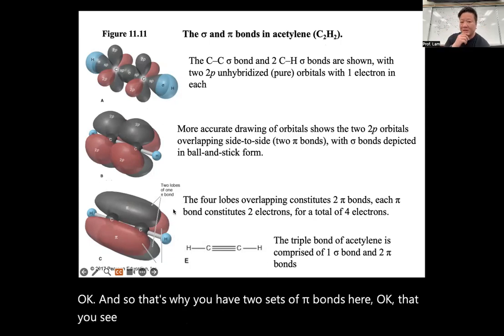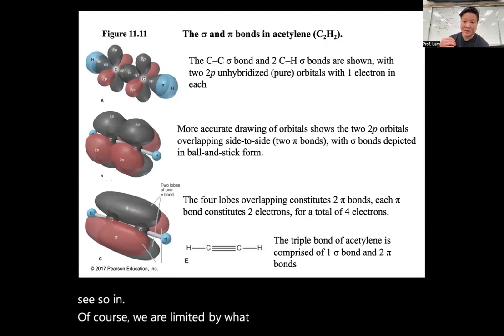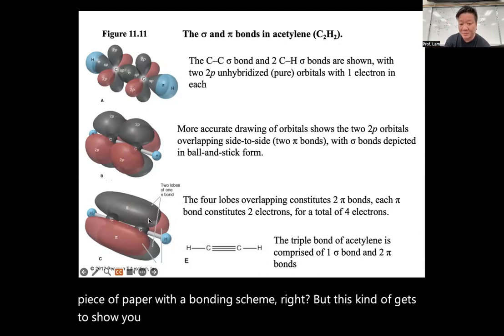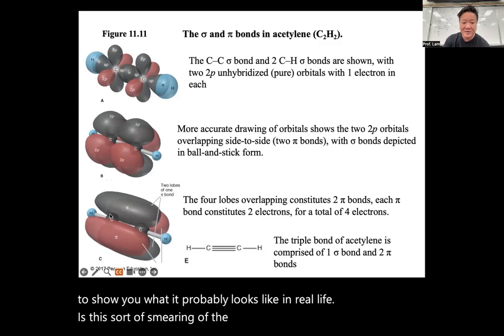Of course, we are limited by what we can do on a two-dimensional piece of paper with the bonding scheme, right? But this kind of gets to show you what it probably looks like in real life, is this smearing of the electron density over the two central atoms here.